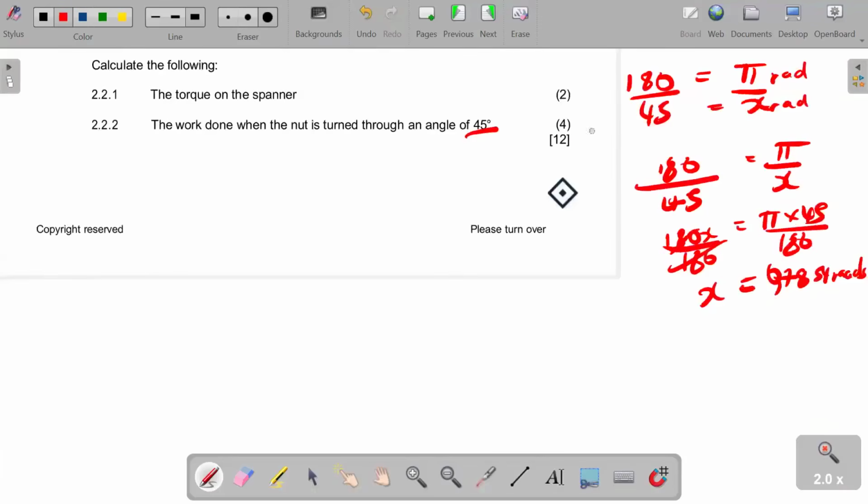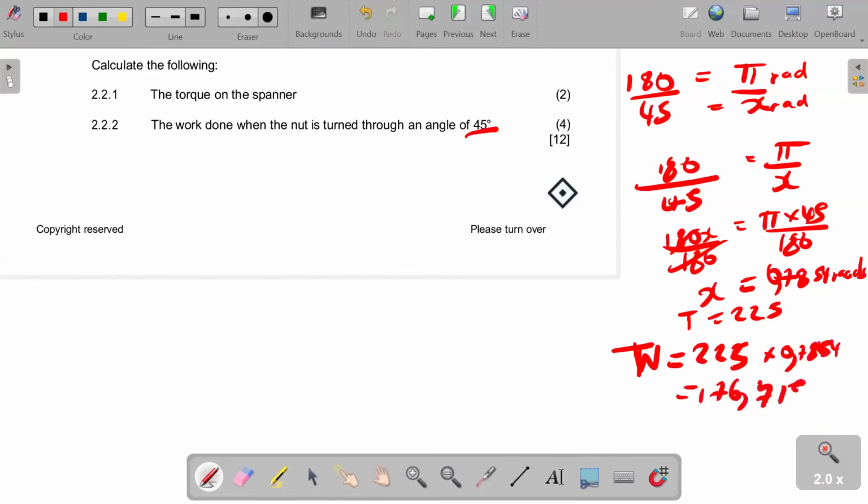So with that in mind, we can therefore calculate the work done. We did calculate torque as 225. So work done is going to be equal to torque times theta. So 225 multiplied by 0.7854, and that in turn gives us 176.715 joules. It marks our work done. So this is the end of question 2, taking us to question 3.